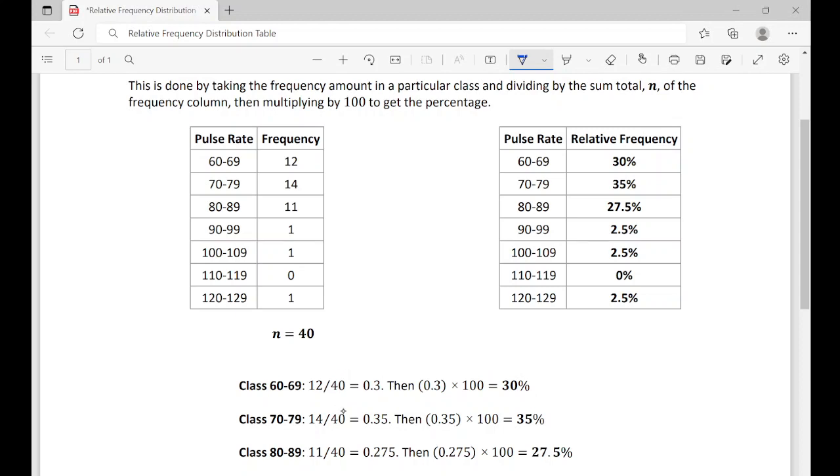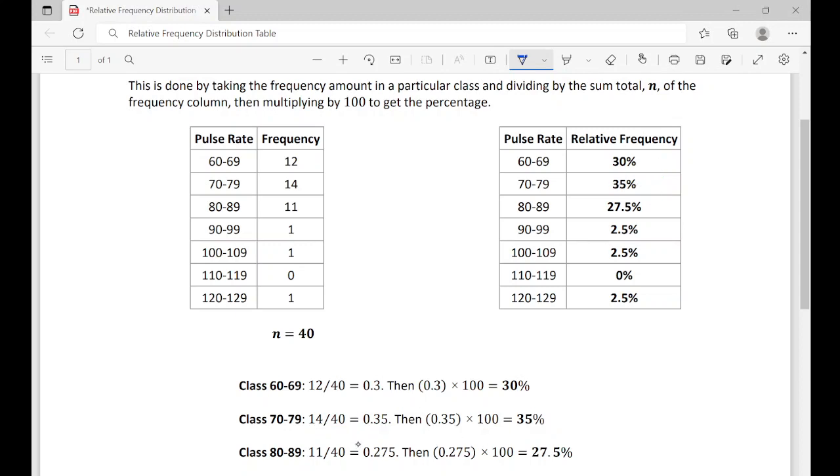So let's do it again for the next one. 14 for 70 to 79. So we're going to take 14 divided by 40 and get 0.35, and we're going to multiply it by 100 to get 35%. And that's what goes here. So the class 70 to 79 has a frequency of 14, but a relative frequency of 35%, meaning 35% of all values exist in this class.